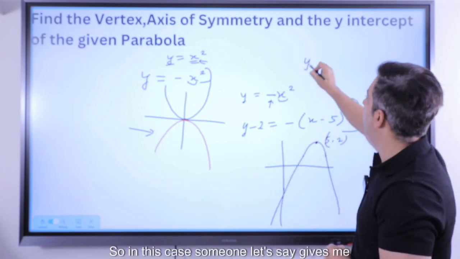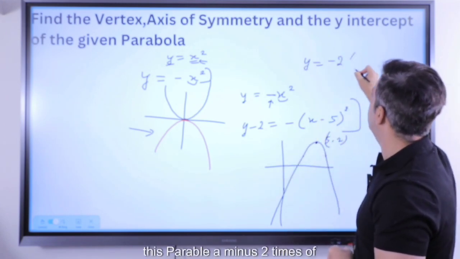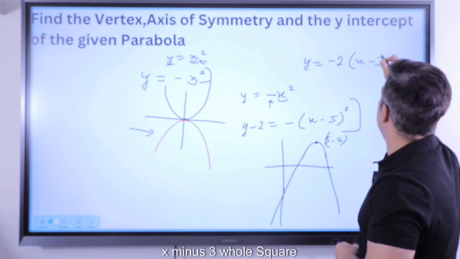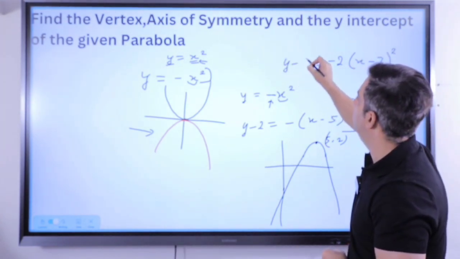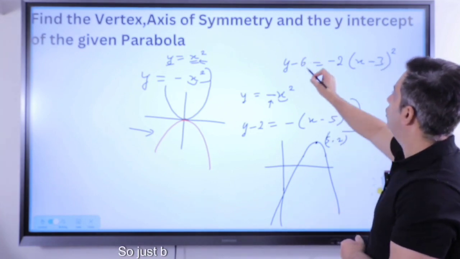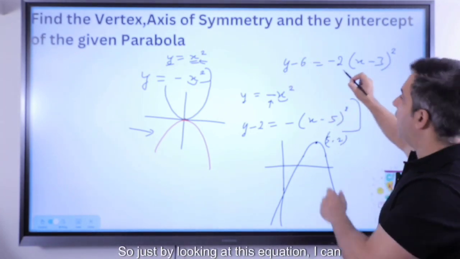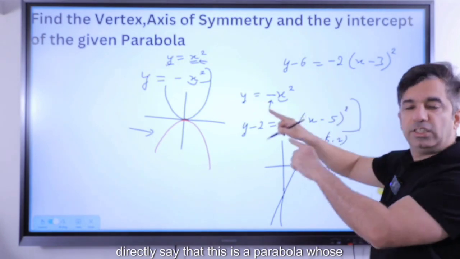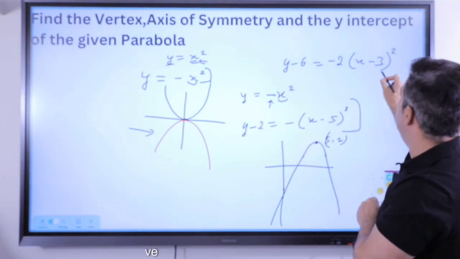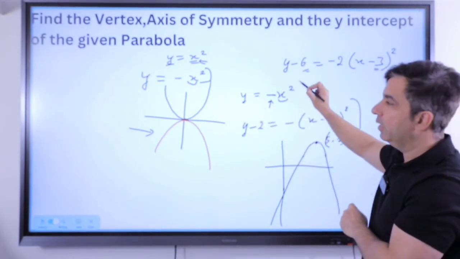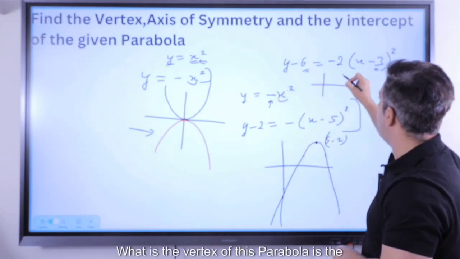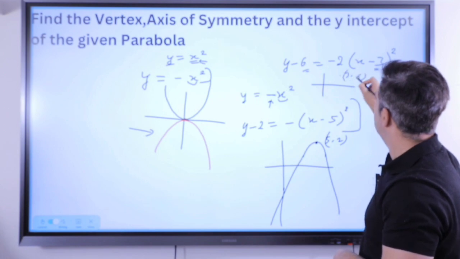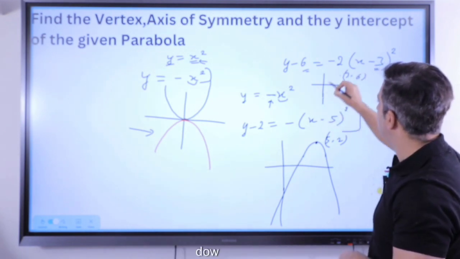So in this case, let's say someone gives me this parabola, minus 2 times of x minus 3 whole square. I'm changing this as well. Let's say y minus 6. So just by looking at this equation, I can directly say that this is a parabola whose vertex is the point 3, 6 and it is facing downwards. What is the vertex of this parabola? It is the point 3, 6. But this parabola would be facing downwards.